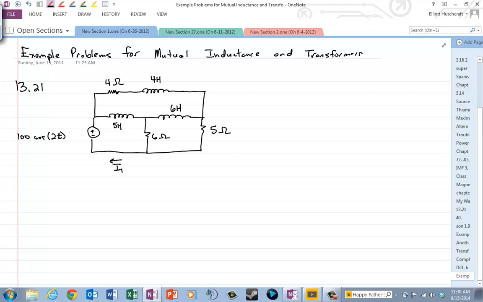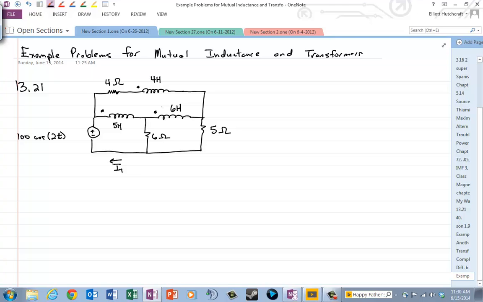So the first thing you need to think of when you do this is converting it to the phasor domain, just like we've done before. Now the other thing that we have to do here is we have to look at the mutual inductances and the dots. In this particular problem, the dots for these inductors, which are extremely important, are here, here, and here.